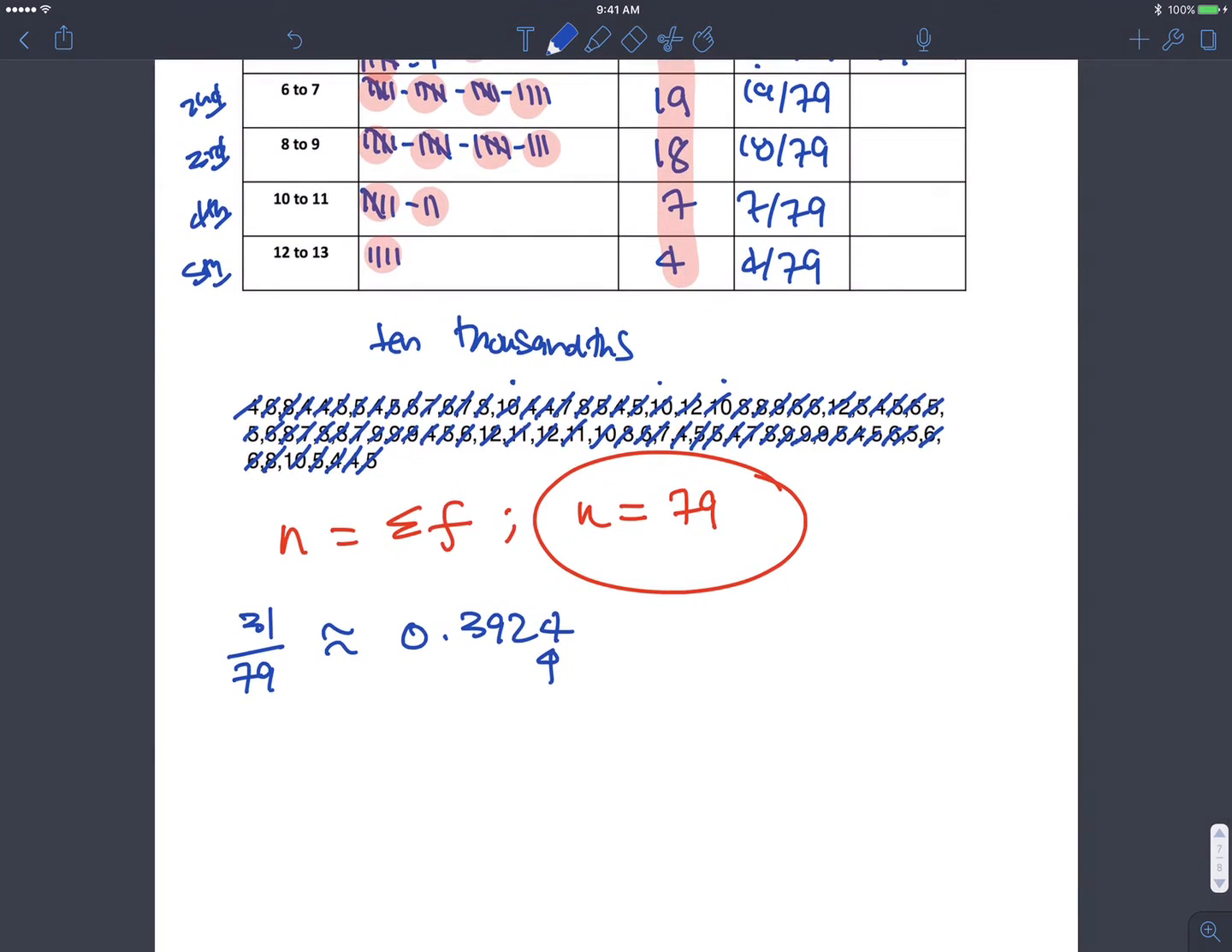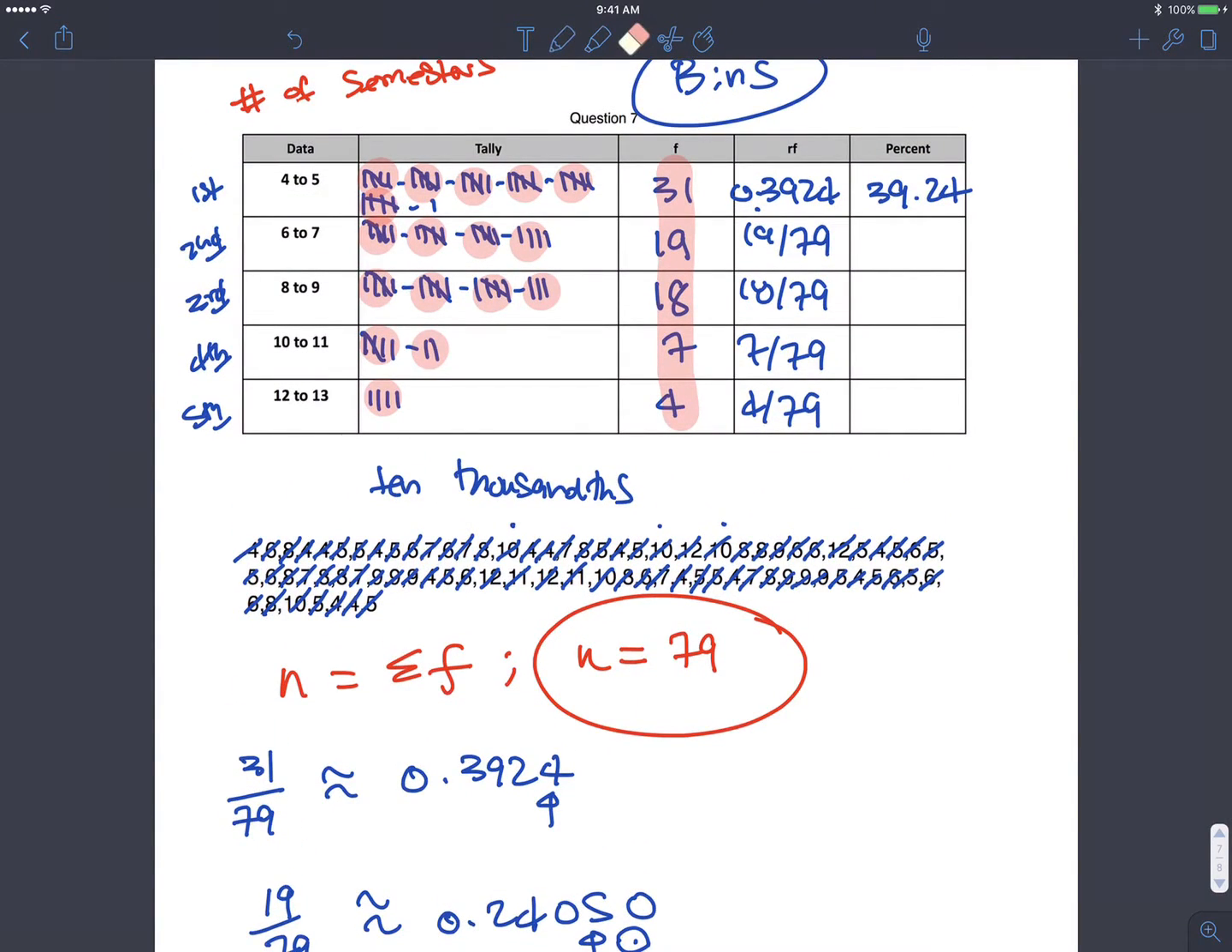Now let's look at 19 out of 79. So 19 out of 79 gives you 0.24050. The 5 is in the 10 thousandths position. We look at the digit to the right. Okay, let's erase this. 0.2405, which means 24.05%. Remember, this is our percent.